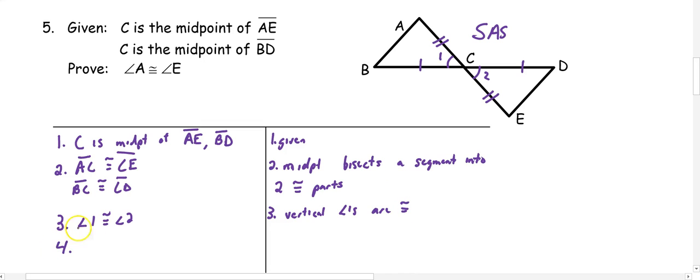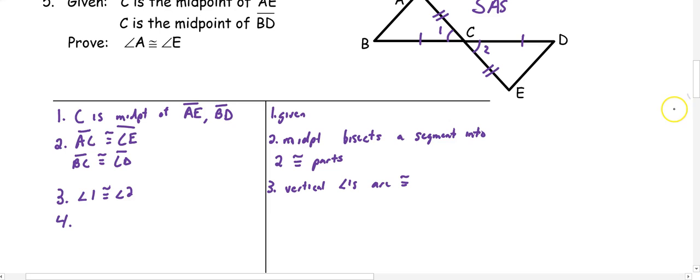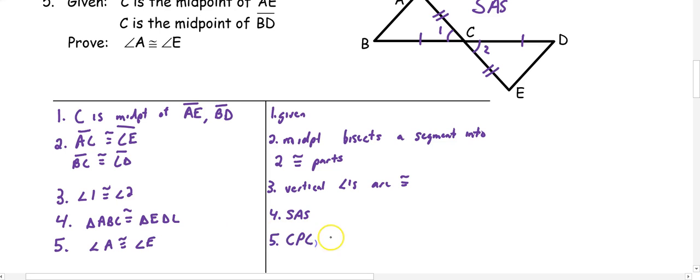And then our second to last step is we prove that the triangles are congruent. They didn't give us the triangle name, so we have to make them. So triangle ABC is congruent to triangle EDC. And we know that was from side angle side. Now this is where we usually stop our proofs, but because it says prove the angles are congruent, we're going to go one more step. Angle A is congruent to angle E by CPCTC.